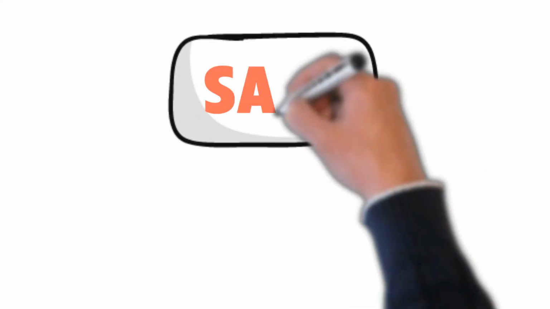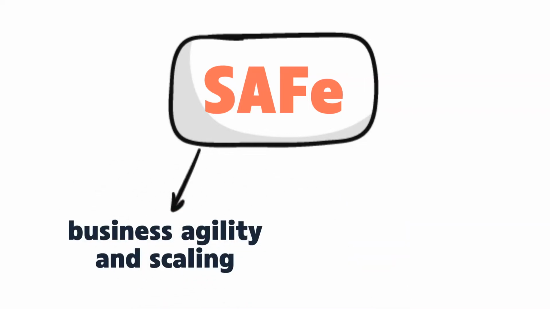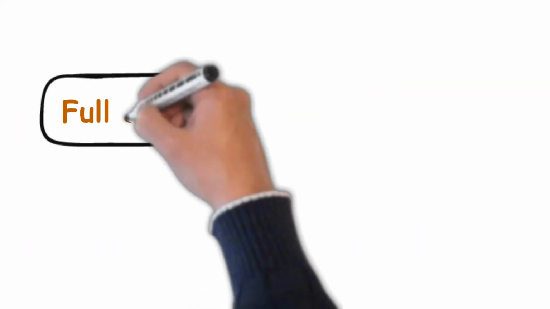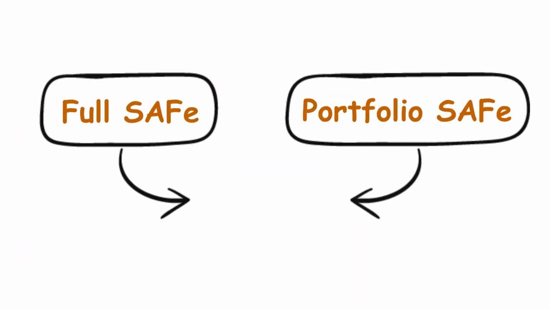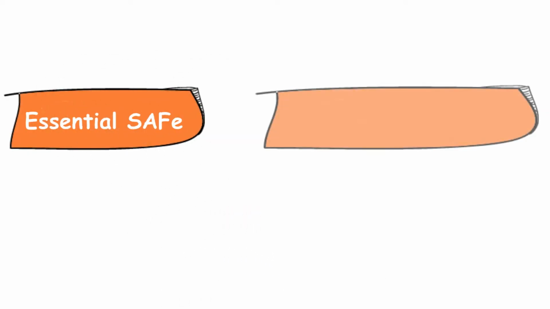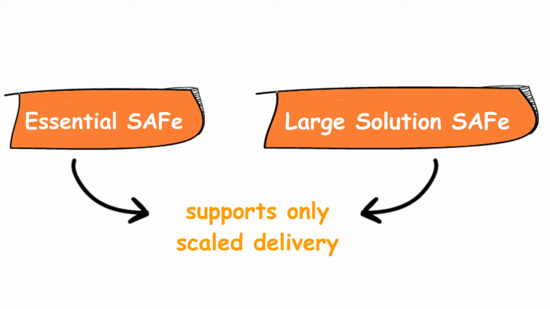SAFe has 2 primary designs. One supports both business agility and scaling, but the other supports only scaling. Full SAFe and Portfolio SAFe include 6 and 7 core competencies of business agility and meet the need to enable agility in an organization. The other 2 constructs, Essential SAFe and Large Solution SAFe, support only scaled delivery.